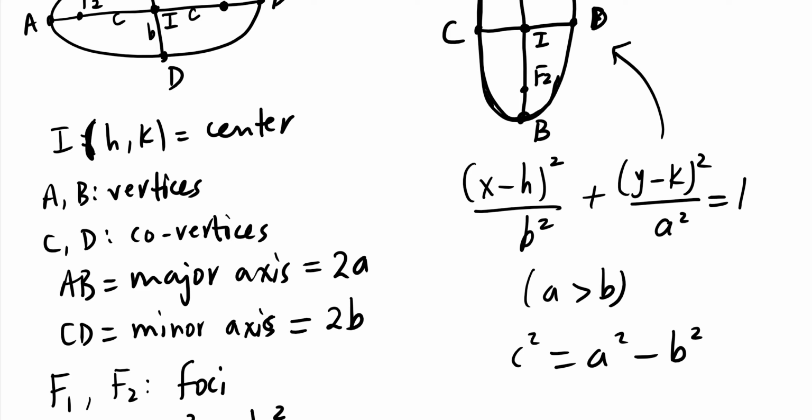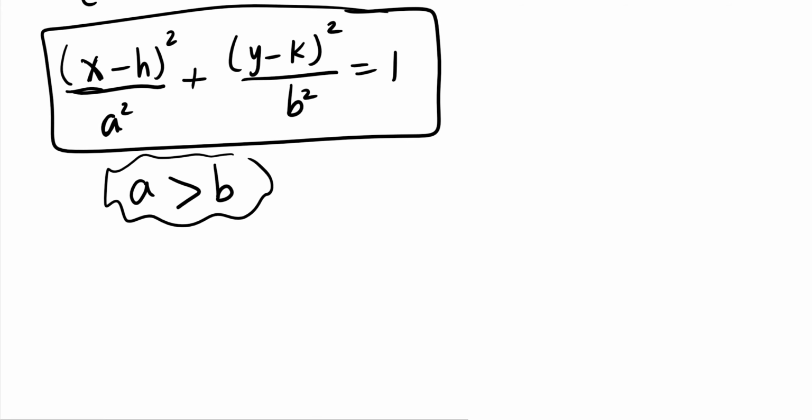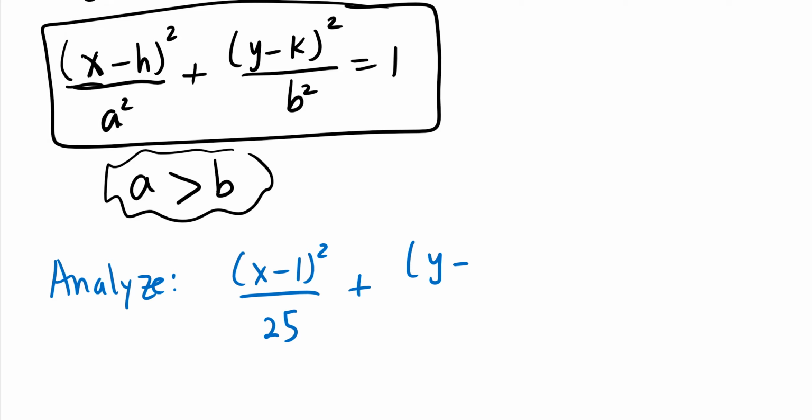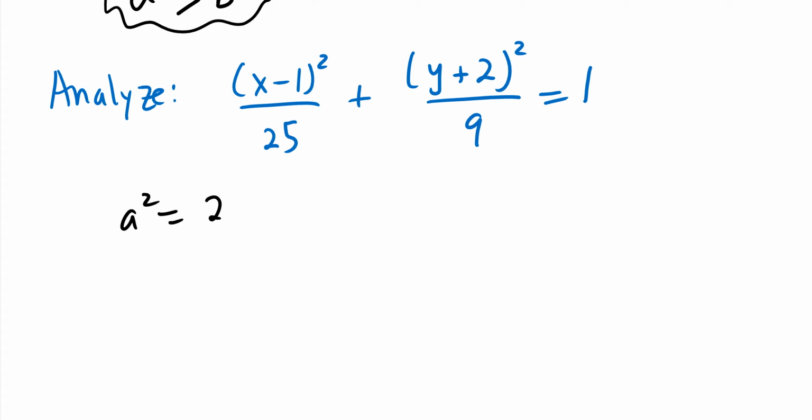So that's how we work with conics here. Let's say I'm going to analyze an equation. Let's say (x minus 1) squared over 25 plus (y plus 2) squared over 9 equals 1. Notice how the bigger number is first, below the x. So I know it's going to be structured parallel to the x-axis. So a squared is 25 and b squared is 9.